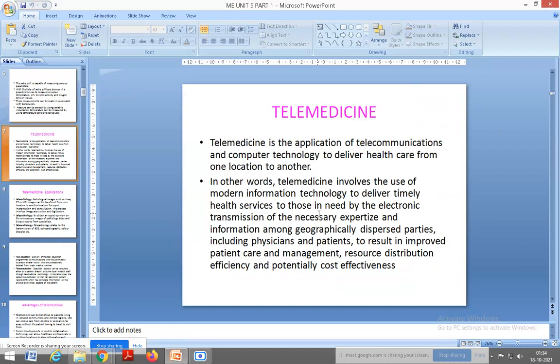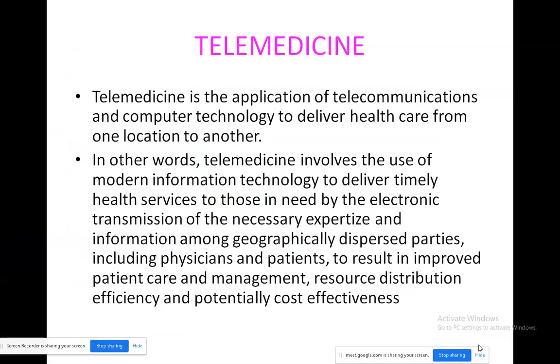The next topic, telemedicine. Telemedicine is the application of telecommunication and computer technology to deliver health care from one location to another location point. Through telemedicine you will be communicating with the patient through some technology, that is computer technology. You will be monitoring the patient by communication.